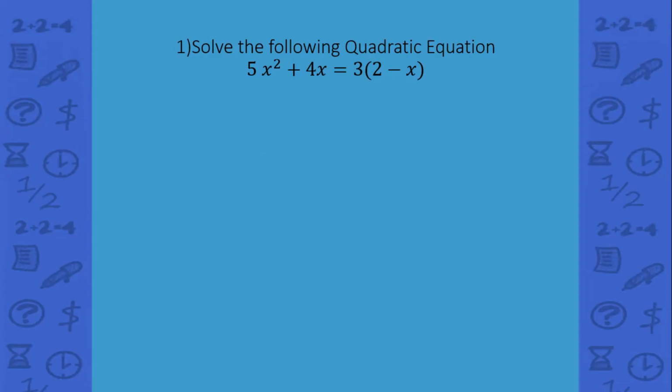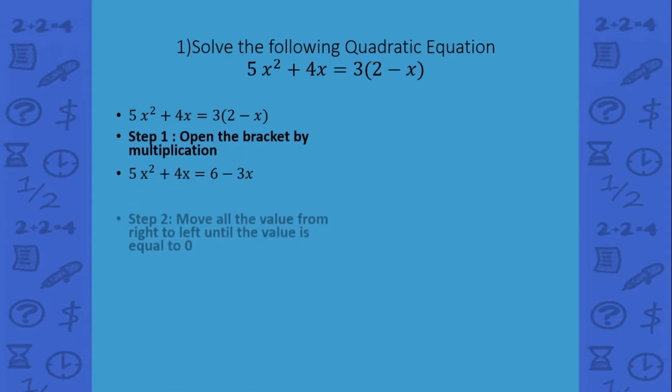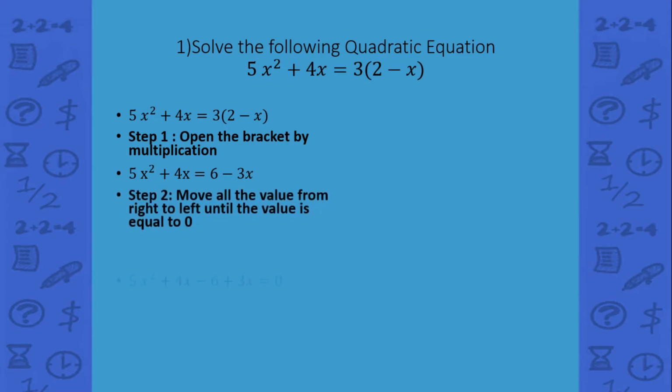Question 1. Solve the following equation. We rewrite the equation here. We proceed to step 1, open the bracket by multiplication. Next, step 2, move all the values from right to left until the value is equal to 0. The final step, which is step 3, using the factorization.